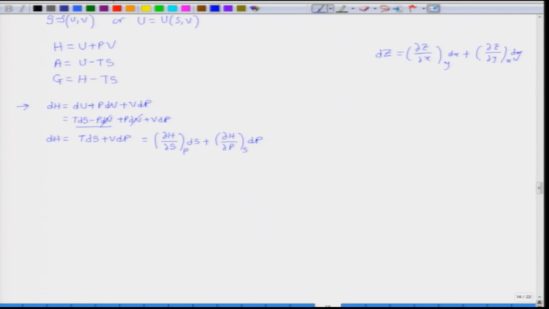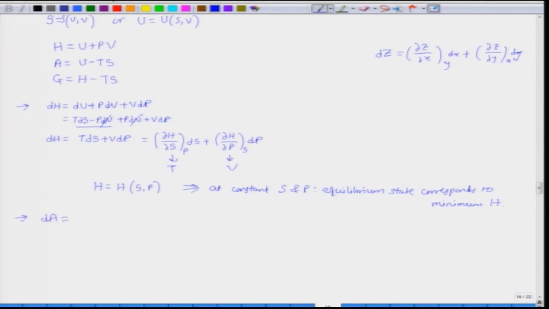So by definition, the partial of H with respect to entropy becomes T, and the partial of H with respect to pressure becomes volume V, right. So we know H can be expressed as a function of S and P, and we can show then that at constant S and P, the equilibrium state corresponds to minimum enthalpy. Okay, so we got a criterion of equilibrium in terms of H, but again this is not very convenient. So let us try to figure out what happens with A.